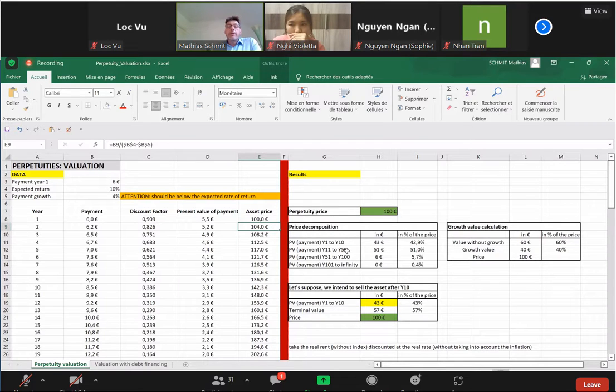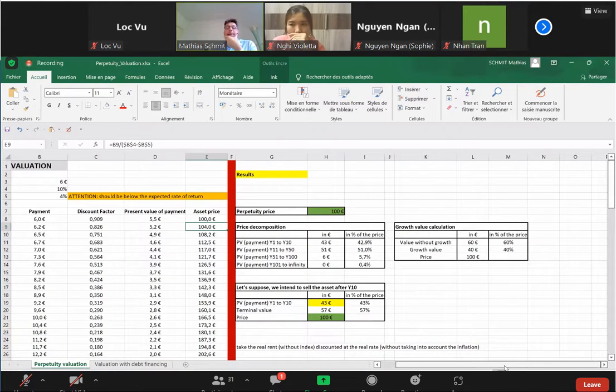And when we look at the perpetuity price, 100, you can view it in 2 ways. The value without the growth is 60, which is what we have just calculated before. The price now is 100, so the value of the growth is 40.